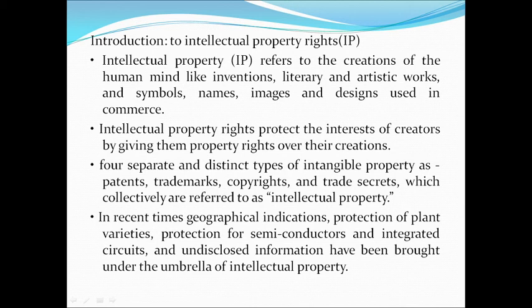Protection of plant varieties: so many plants, where two plants are mixed to produce another new plant, and some seeds are mixed with other seeds to produce different kinds of plants. Protection for semiconductors and integrated circuits, and undisclosed information, have also been brought under the umbrella of intellectual property. These are all the things we discussed in the first unit, isn't it?